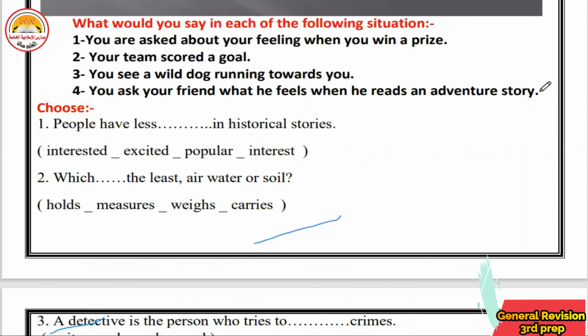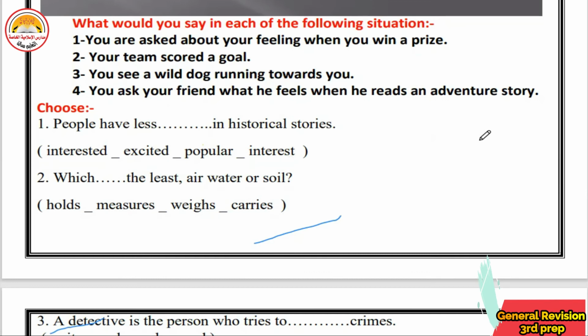Marwan, what would you say if your team scored a goal? I feel very happy. Yes, okay. I felt happy. Your team scored a goal. I felt happy. Okay, very good. Thank you. Another answer, Ali.